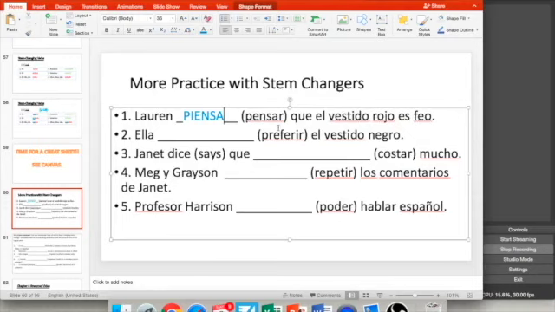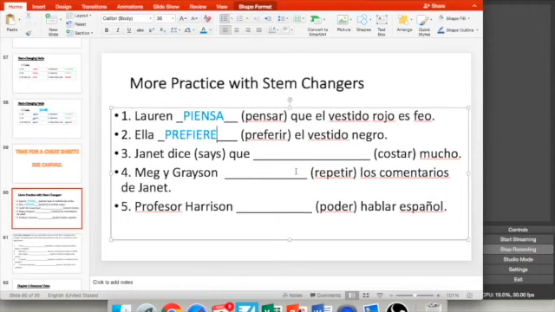In this case, preferir, if you consult your sheet, is an E to IE stem changing verb. And you'll see that I've underlined the second E that changes. So my second E in preferir is going to change to an IE. So I get preferir. I need to chop off my IR. And I'm saying that Lauren, that she prefers. So again, my bottom left box for an IR verb, you know that your ending should be an E. So Lauren prefiere el vestido negro.